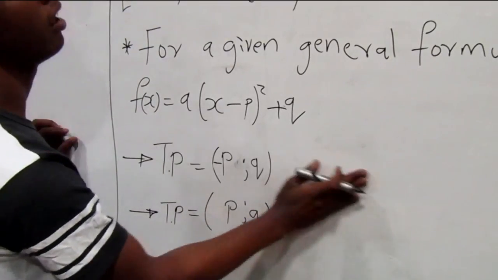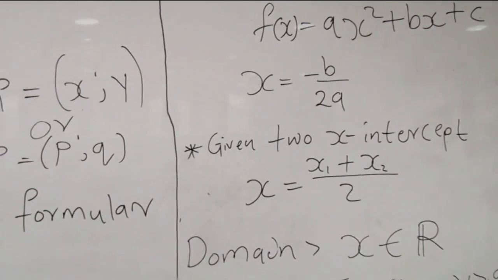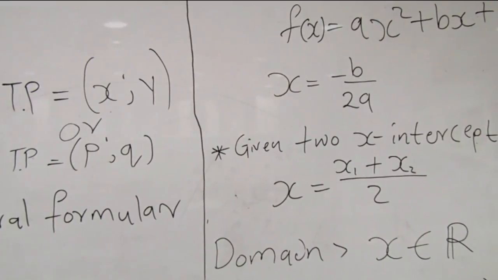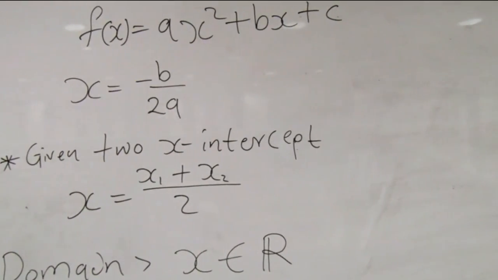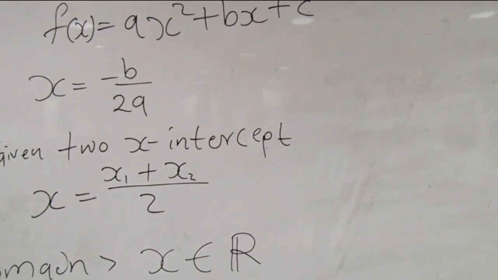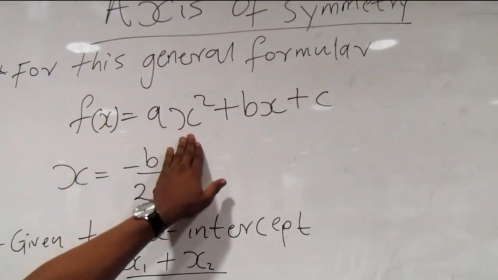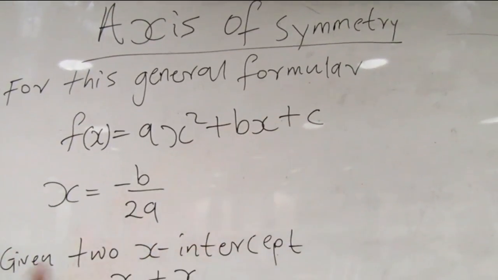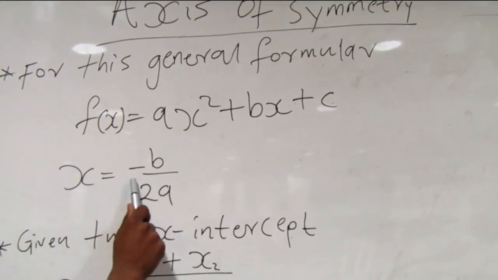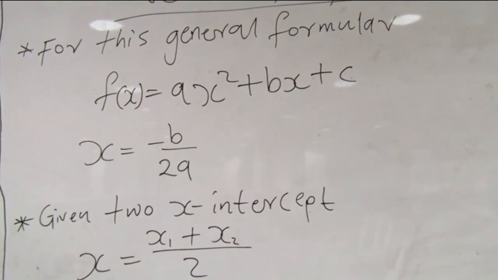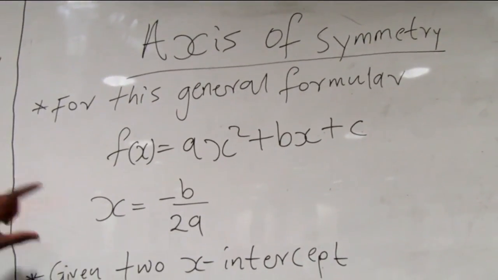Then we move to the axis of symmetry of a parabolic function, where we have two principles that we are going to use to get our axis of symmetry. The first one says, for the general formula f of x equals ax squared plus bx plus c, our axis of symmetry is x equals negative b over 2a. You need to know this by heart. They don't give it to you on your formula sheet. You need to know this.